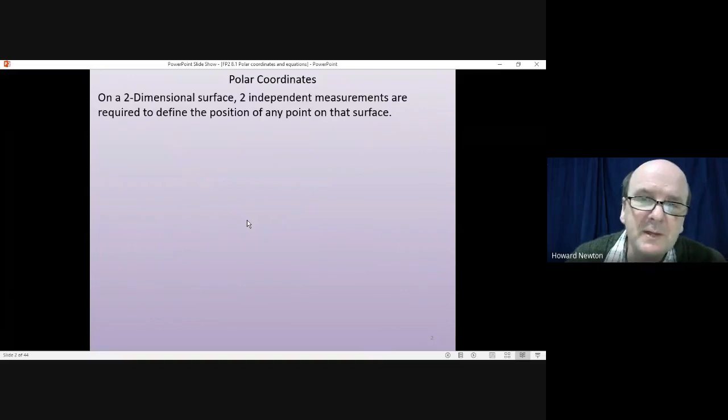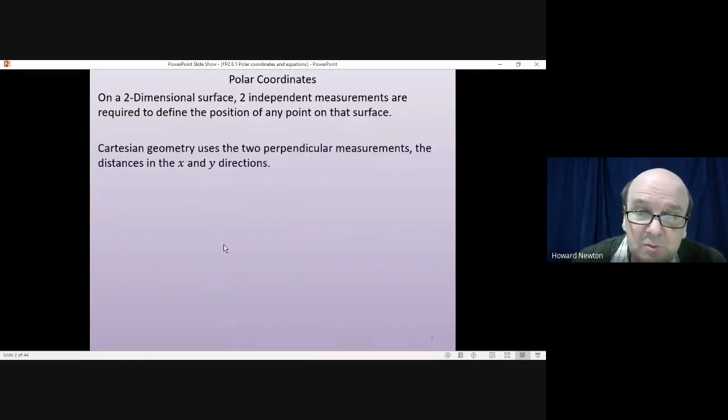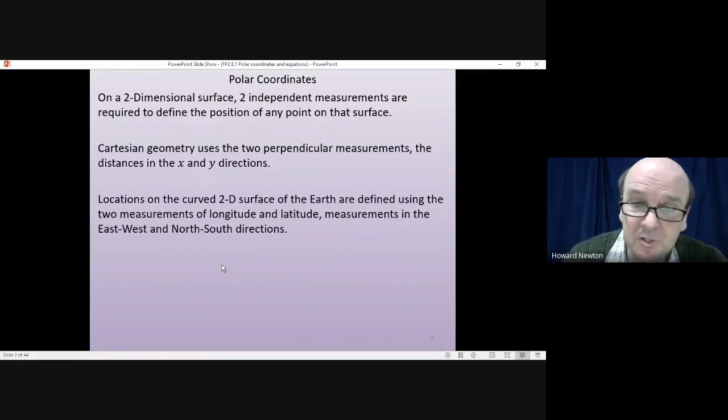On a two-dimensional surface, and that could be the flat two-dimensional surface of a piece of paper, or the curved two-dimensional surface of something like a sphere, two independent measurements are required to define the position of any point on that surface. So for example, Cartesian geometry uses the two mutually perpendicular measurements, the distances in the x and the y directions. Locations on the curved two-dimensional surface of the Earth are usually defined using the two measurements of longitude and latitude, measurements in the east-west and the north-south directions.